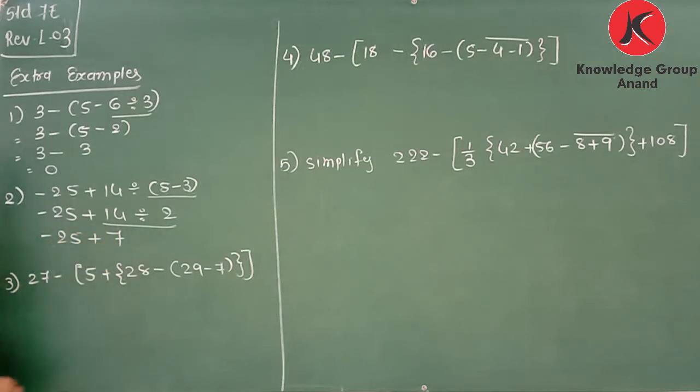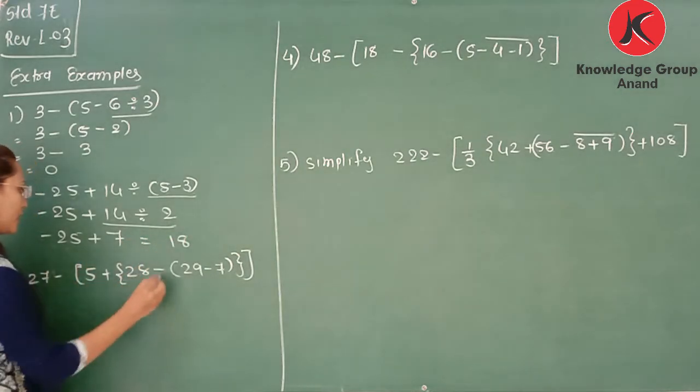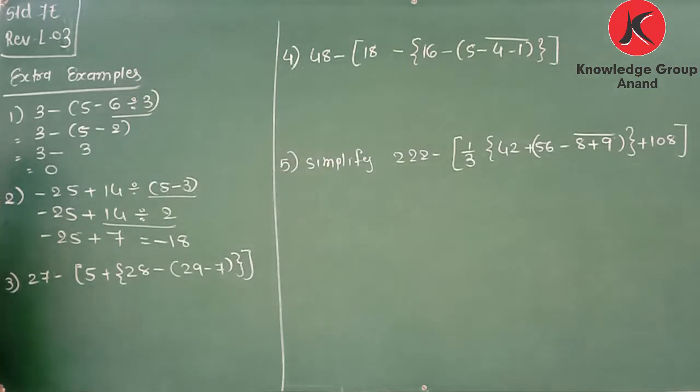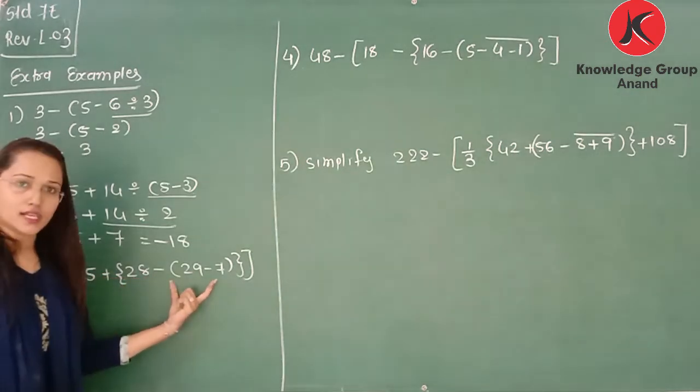Now one negative, one positive. So here perform the subtraction. You will get 18, but minus 18, because the bigger number is negative. Now next, here brackets are given.